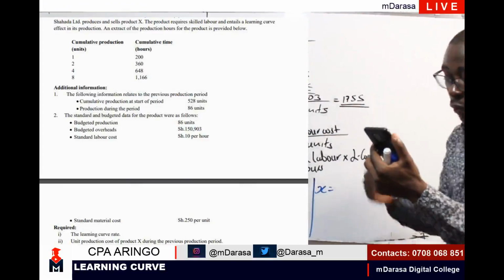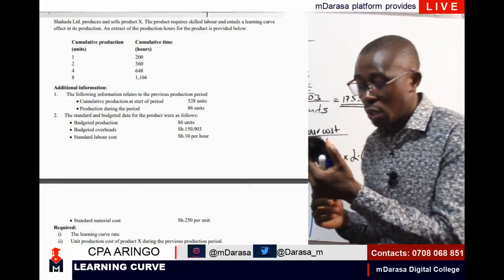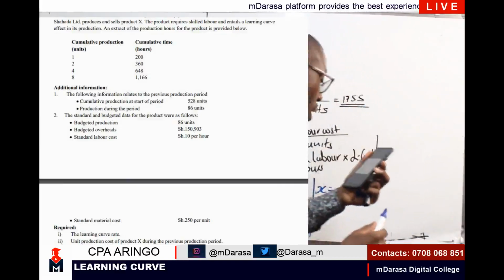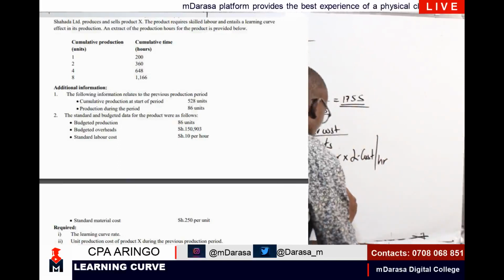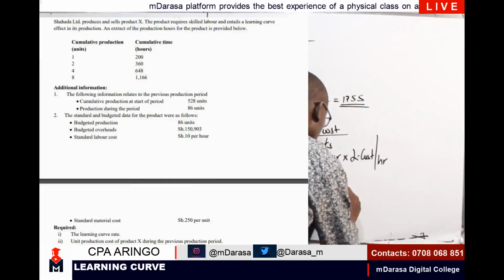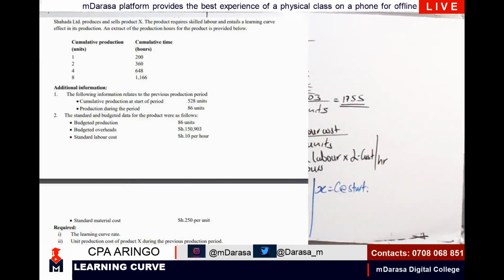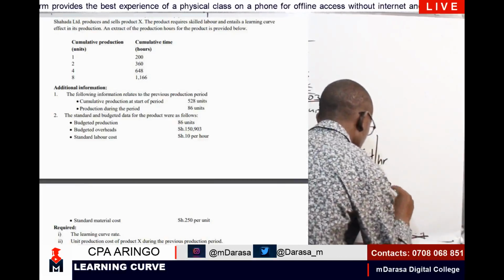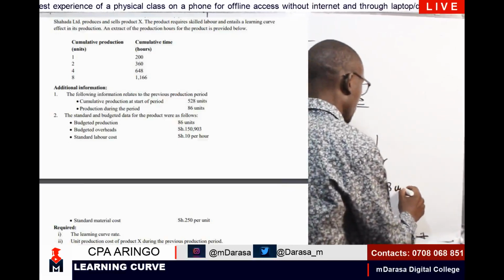In note 1, we are told that the following information relates to the previous production period, which in this case, cumulative production at the start of the period, I had 528. So I'm having cumulative production at start of the period. So X, cumulative at start, I'm given 528 units. That is our cumulative production at start of the period.